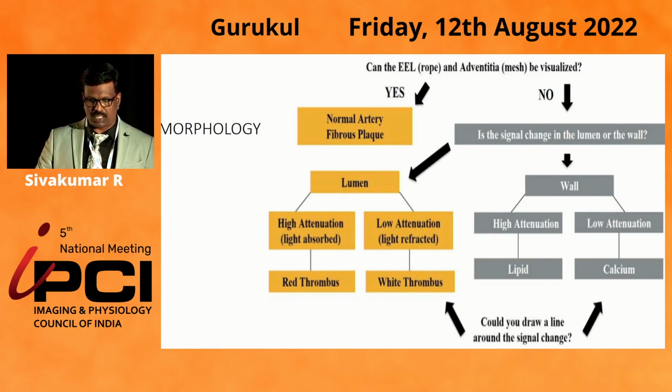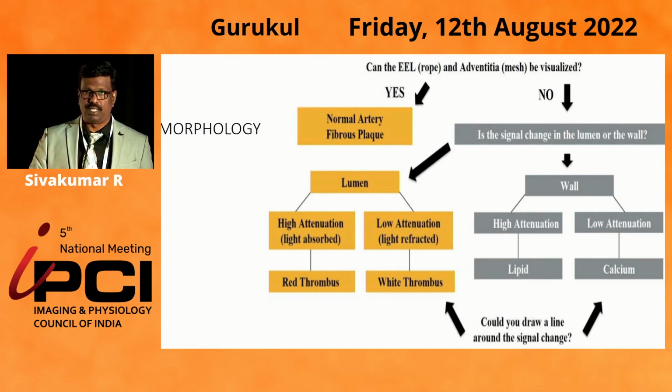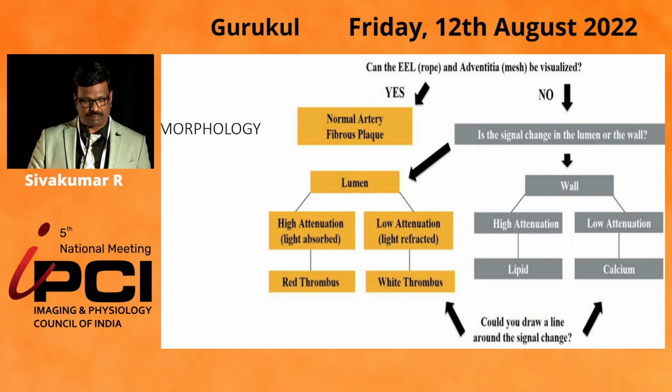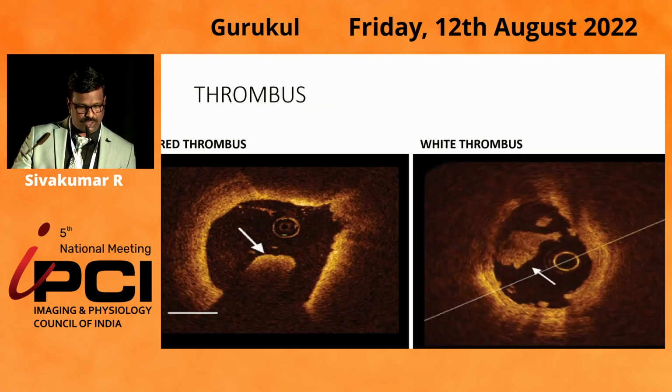If it is in the wall and the light is able to pass through, then it is calcium, and it will define the borders. If the light is not able to pass through, then it is a lipidic plaque. If it's in the lumen and the light is able to pass through, then it is a white thrombus. If the light is not able to pass through because of the high attenuation, then it is a red thrombus.